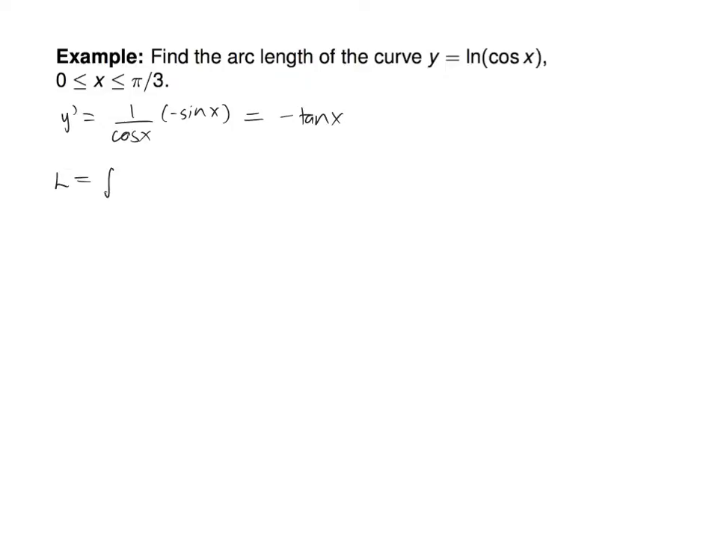So length equals integral a to b root 1 plus f prime of x squared, so 0 to pi thirds root, what happens to the negative on that tangent when you square it? Goes away. Okay. Yeah, 1 plus tangent squared is equal to something. It's equal to secant squared.